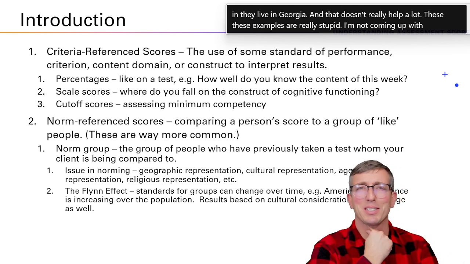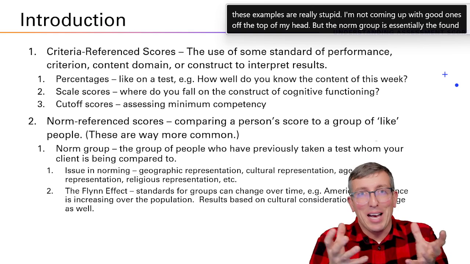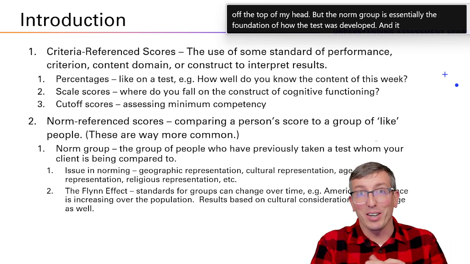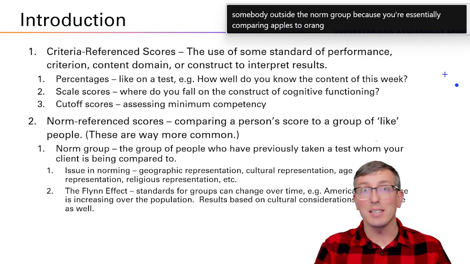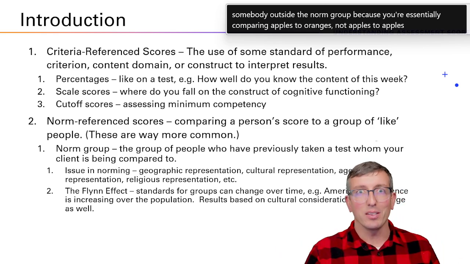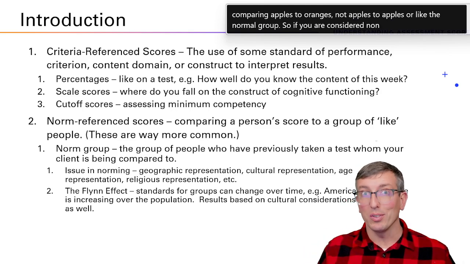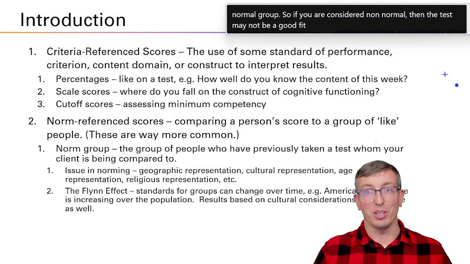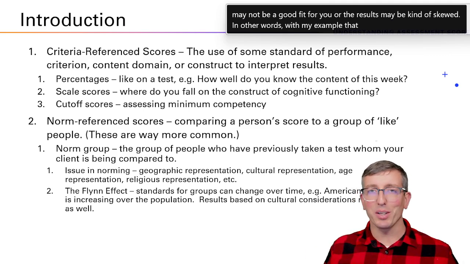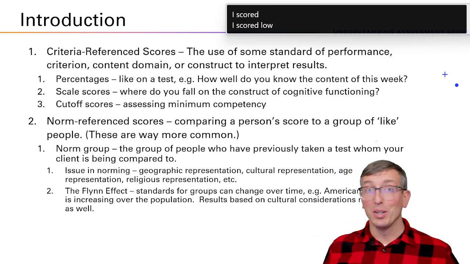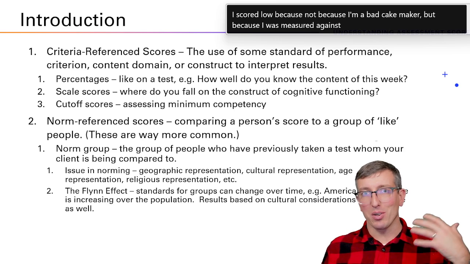I'm not coming up with good ones off the top of my head, but the norm group is essentially the foundation of how the test was developed, and it's unfair to test somebody outside the norm group because you're essentially comparing apples to oranges, not apples to apples. So if you are considered non-normal, then the test may not be a good fit for you, or the results may be kind of skewed. In other words, with my example that I started with about baking the cake, I scored low not because I'm a bad cake maker, but because I was measured against the wrong group.